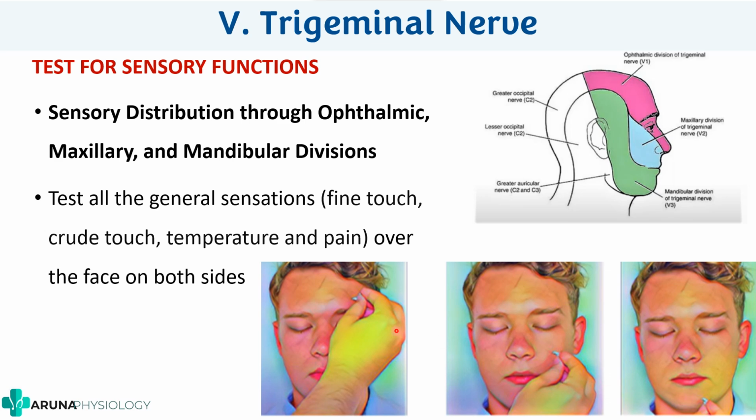Here, using a wisp of cotton you can test the fine touch. Similarly, for crude touch you can use a blunt object. For temperature you can use a thermal testing device or any temperature testing device. And for pain you can use an algometer or a fine pen or any such device which is used to test for pain. Remember, you have to do it on all the divisions of the trigeminal nerve.